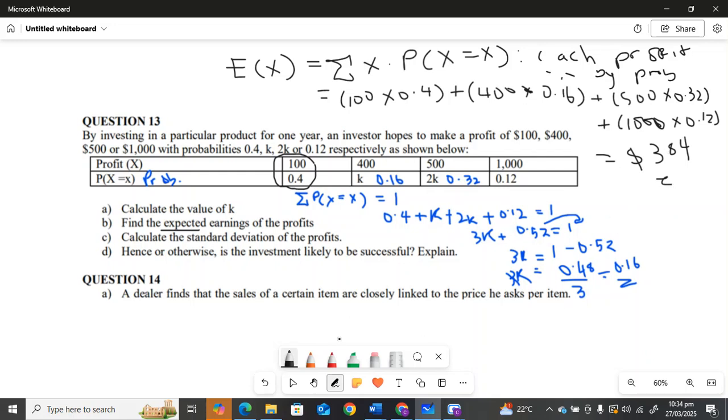Multiplied by P. So dots also mean multiplication, okay? Multiplied by. Okay, we can move to the next part.